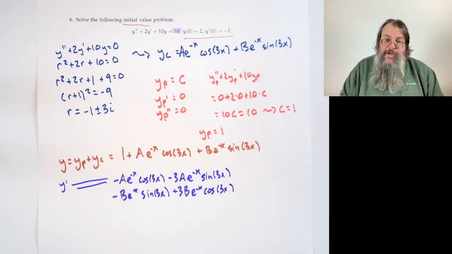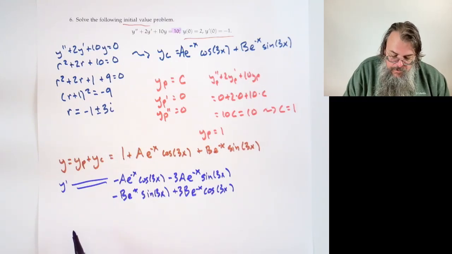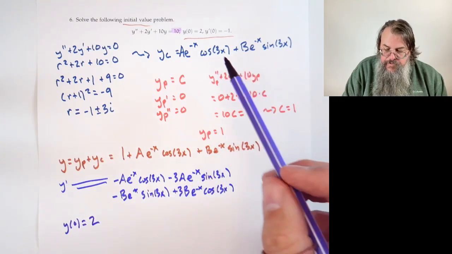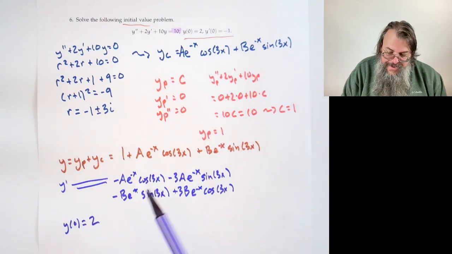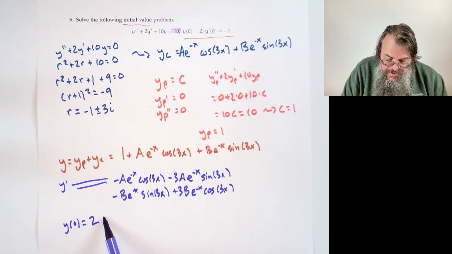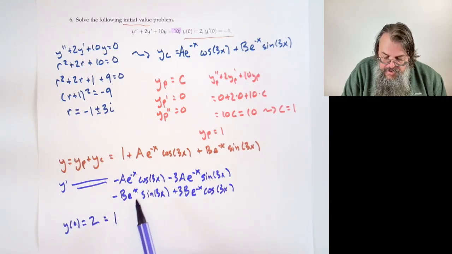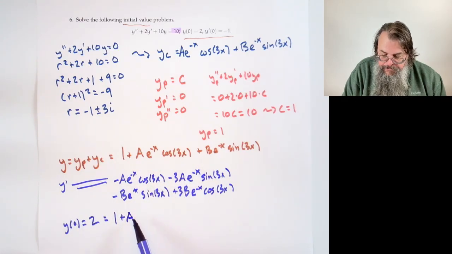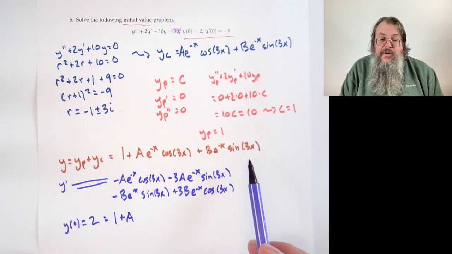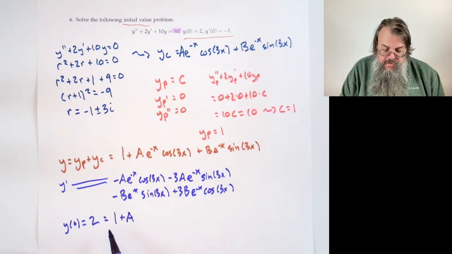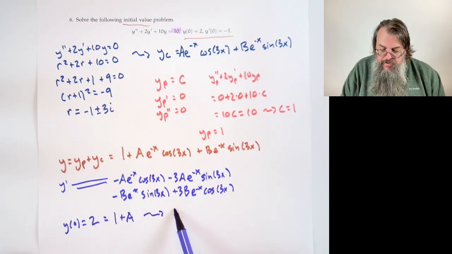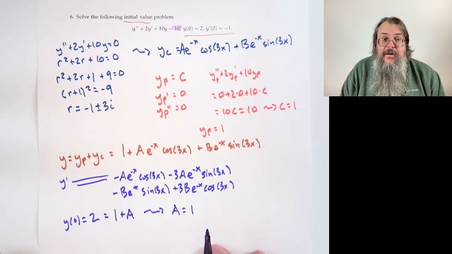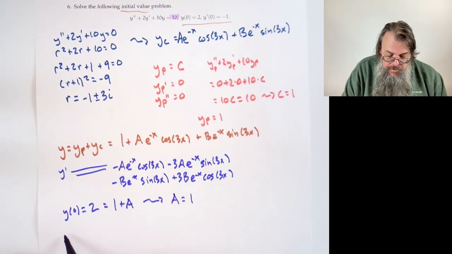All right. Well, we plug in. y of 0 equals 2, because that's what we were told. So we do what we're told, right? You should. It's a good strategy. e to the 0 equals 1. e to the 0 times cosine of 0 is 1, so plus a. e to the 0 times sine of 0 is 0, and so that's that. So 2 equals 1 plus a. We say, hey, good news, we know what a is. a is 1.